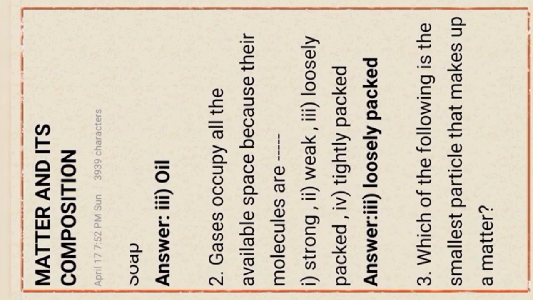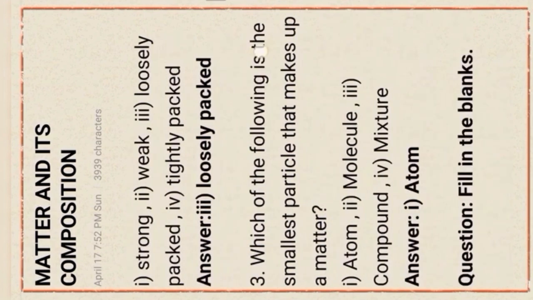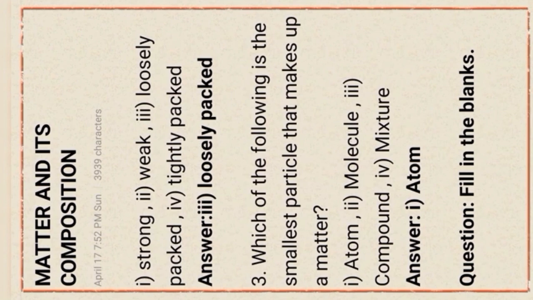Next question: which of the following is the smallest particle that makes up matter? Option 1, atom. Option 2, molecule. Option 3, compound. Option 4, mixture. The right answer is option 1, atom.